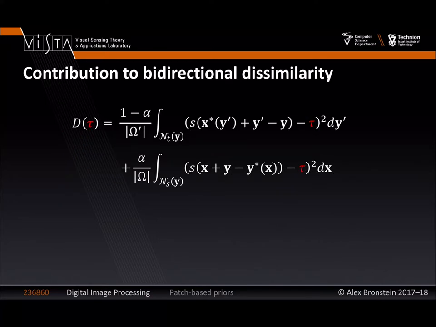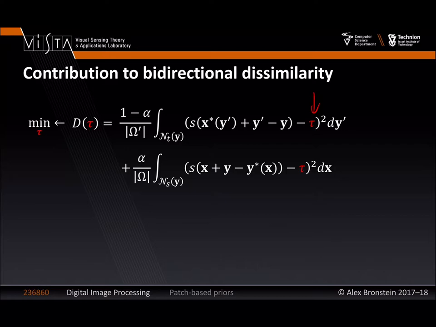So just bear with me a few more minutes. Basically, this is the contribution to the entire bidirectional similarity term. So I have tau, which is my variable. I would like to minimize it over tau. I would like to find tau that minimizes the bidirectional similarity. This is my goal. I wrote image retargeting as a minimization problem of the bidirectional similarity.